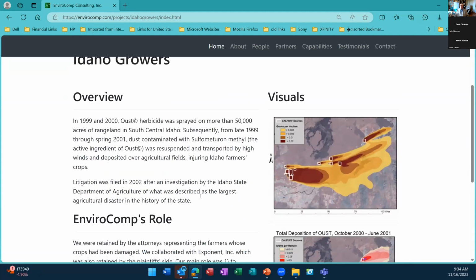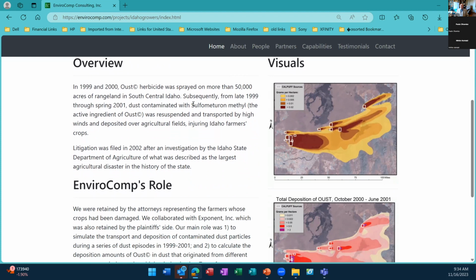This was a big project in southern Idaho, where DuPont and the government sprayed Oust, which is a herbicide. They sprayed this herbicide to kill the vegetation, to kill the bushes, and prevent future fires. However, unfortunately, after they sprayed this potent herbicide, we had a dust storm. And typical dust storms in southern Idaho have wind from west to east. So I simulated the emission, transport, diffusion, and deposition of dust contaminated with Oust.